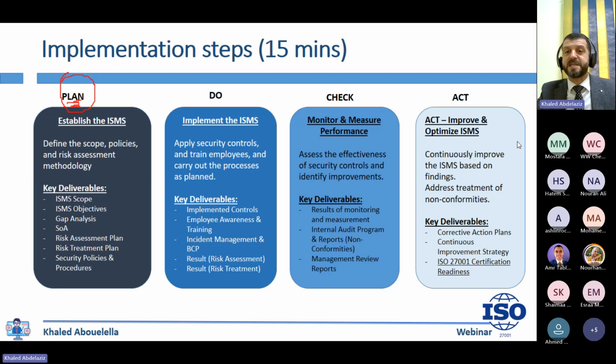You need to develop a risk assessment and risk treatment plan. Why do I need to develop them? Because I need to identify the statement of applicability. The fifth or last step in the planning is to have the SOA, the statement of applicability.